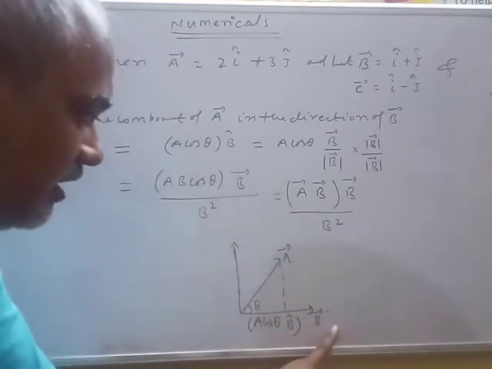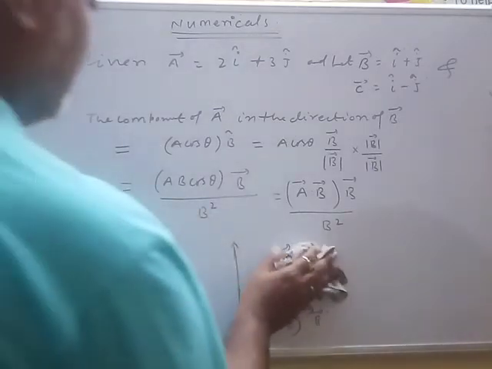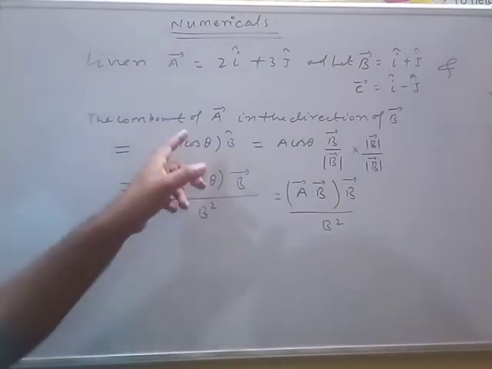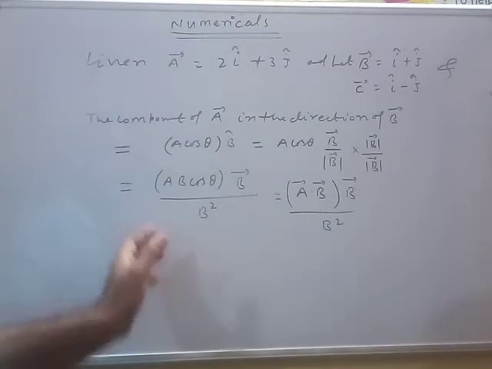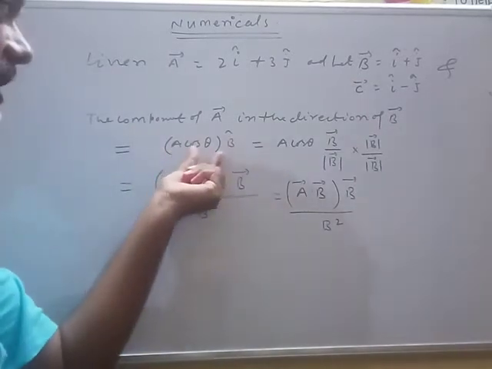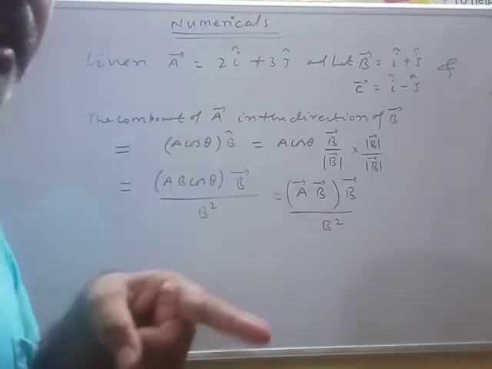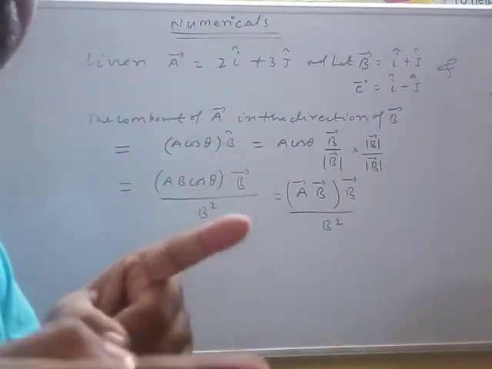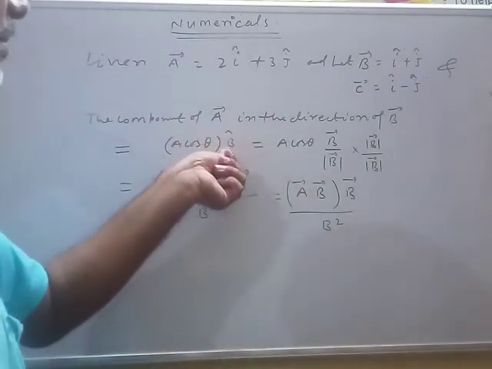In the direction of B, because it is parallel to B, it is the component in that direction. This is what we have explained here. The component of A in the direction of B is given by A cos theta into unit vector B. Unit vector B means in the direction of B, and the direction of B will be represented by the unit vector. Therefore, we used B cap here.